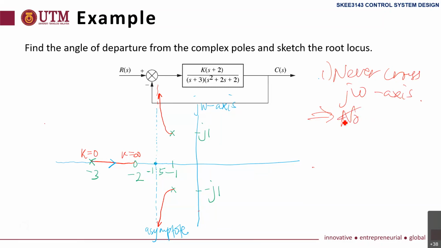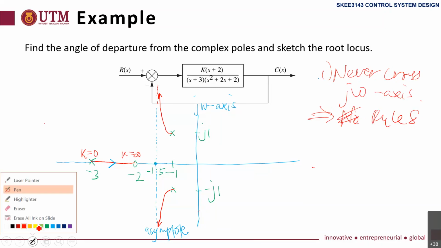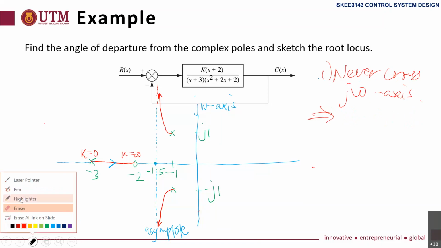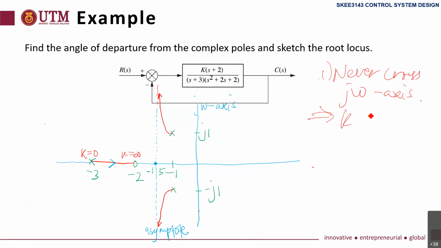That means rule 7 is not applicable to this system. It is applicable only if you see that the root locus crosses the j omega axis. One question.